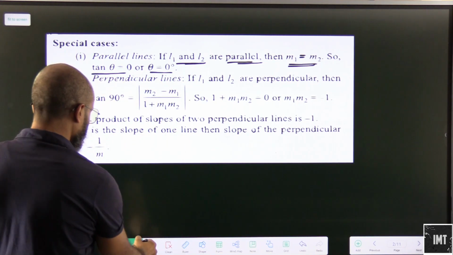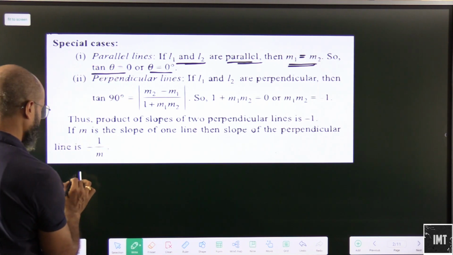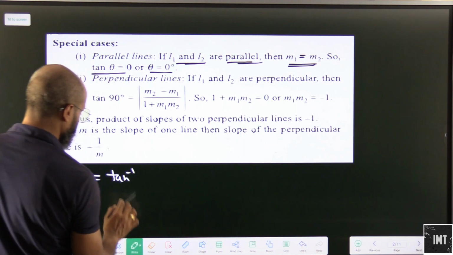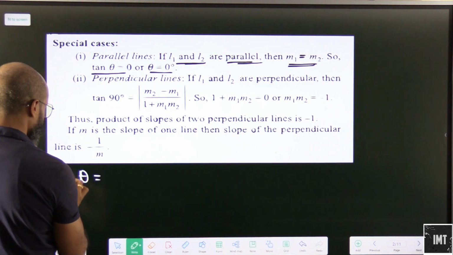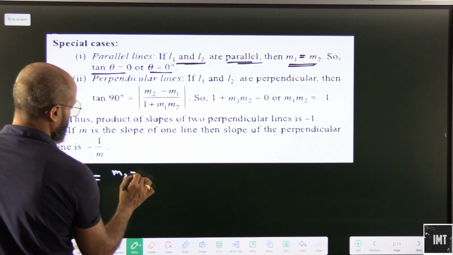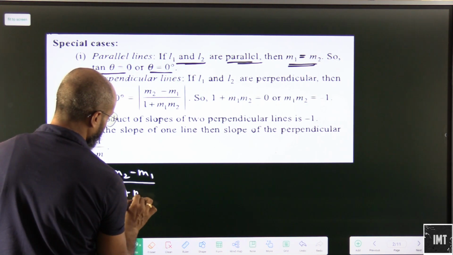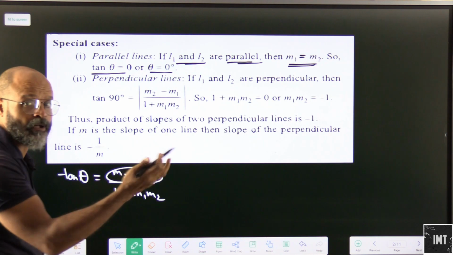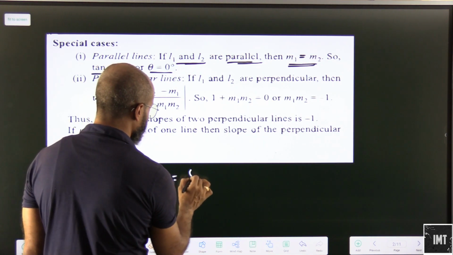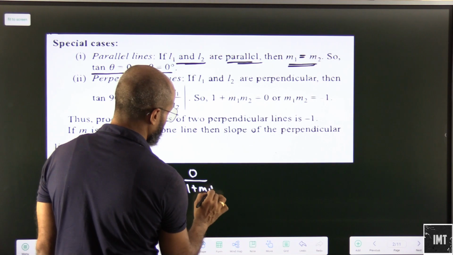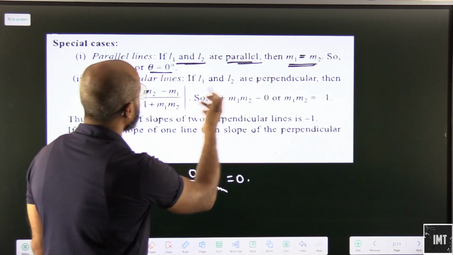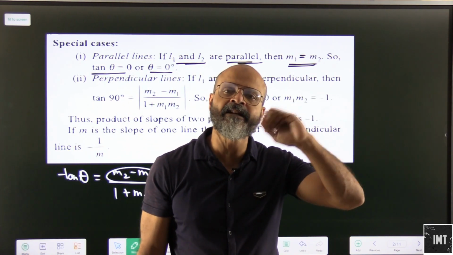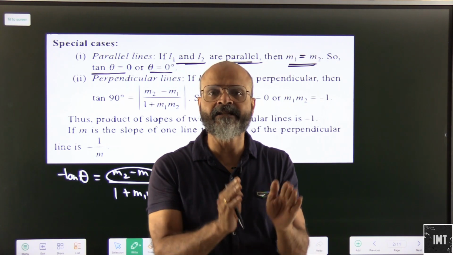How will it be 0? Because tan theta is equal to (m2 minus m1) upon (1 plus m1 m2). If m1 and m2 are equal, which is the case for parallel lines, the numerator becomes 0. So tan theta becomes 0, which means theta becomes 0. So the angle between the two lines will be 0, which means that the lines are never going to intersect each other, and hence they are parallel.